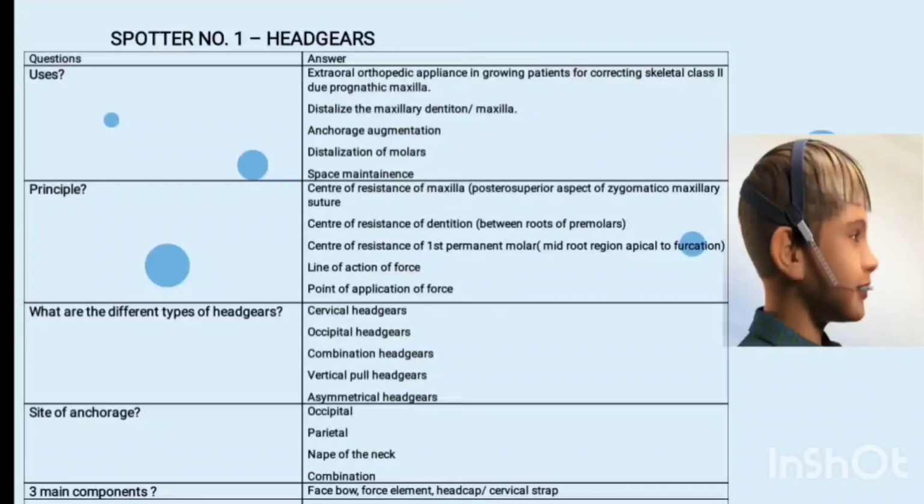Today we are going to discuss some frequently asked spotters which are asked in the exam. Let's look into the first spotter, that is headgears. We'll see what are the uses of headgears.